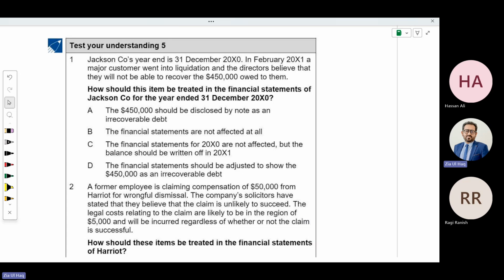The 450 should be disclosed by note. No, this is adjusting. The financial statements are not affected at all. No, they are affected. The financial statements for 20x0 are not affected, but the balance should be written off in 20x1. No, the financial statements should be adjusted to show irrecoverable debt. Number 2.